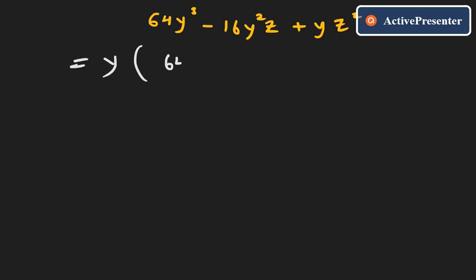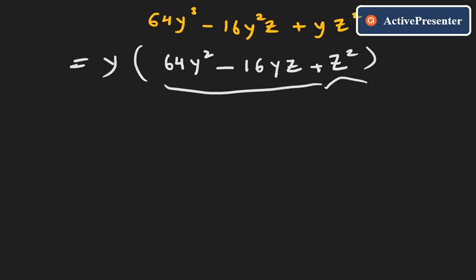Let's take another question. If we say 64y cubed minus 16y squared z plus yz squared, how to factor this? You can see that the greatest common factor among them is y. Now you would have 64y squared minus 16yz plus z squared. Now factor this trinomial, of course using the trial method.